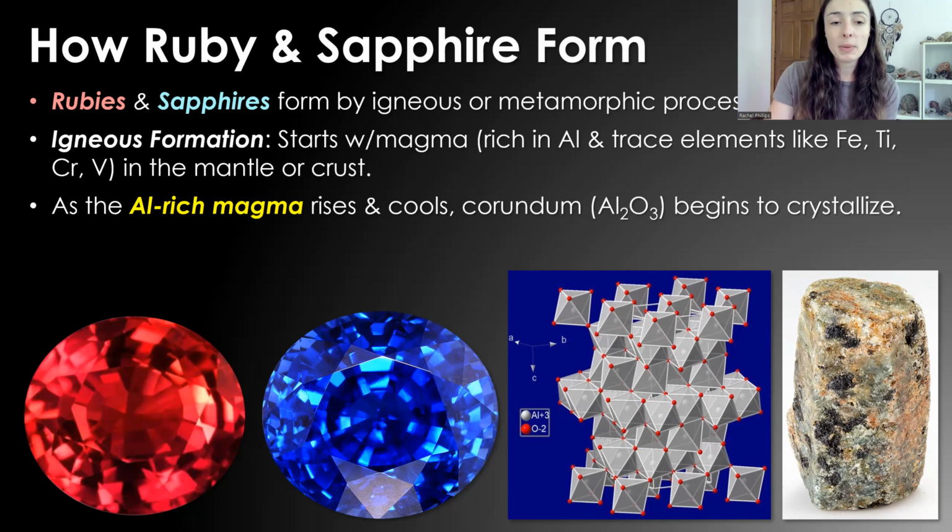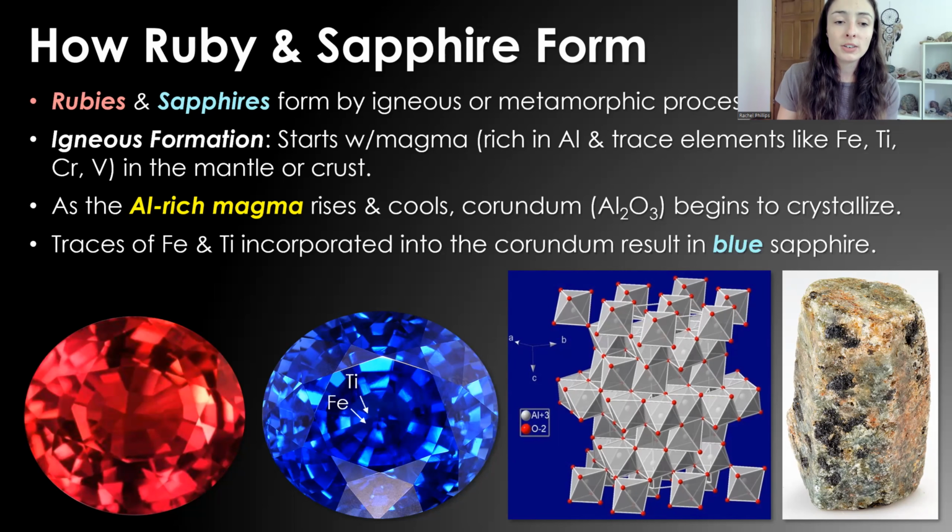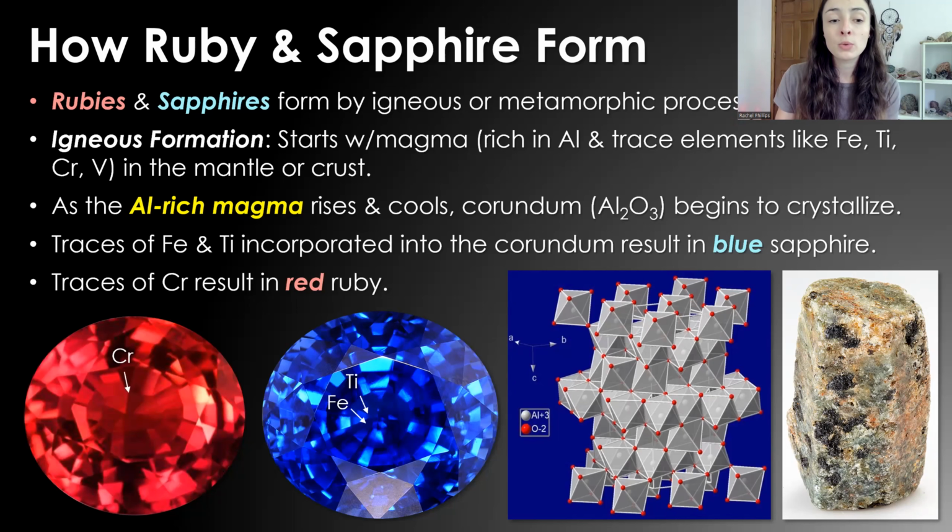to crystallize from the magma, and traces of iron and titanium incorporated into crystalline corundum result in blue sapphire, whereas if chromium is incorporated into the crystalline corundum, it forms red ruby. Again, this is an example of elemental impurities that cause different colors.